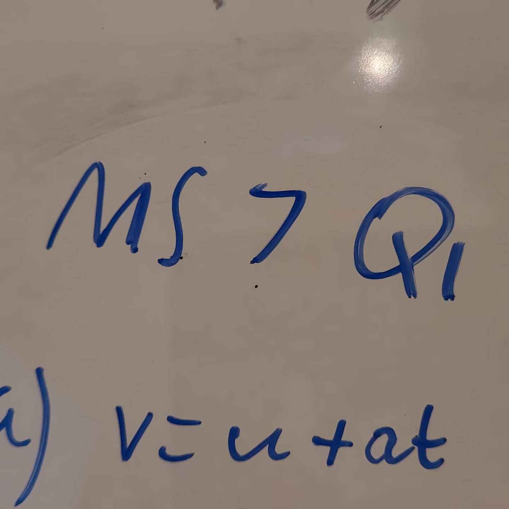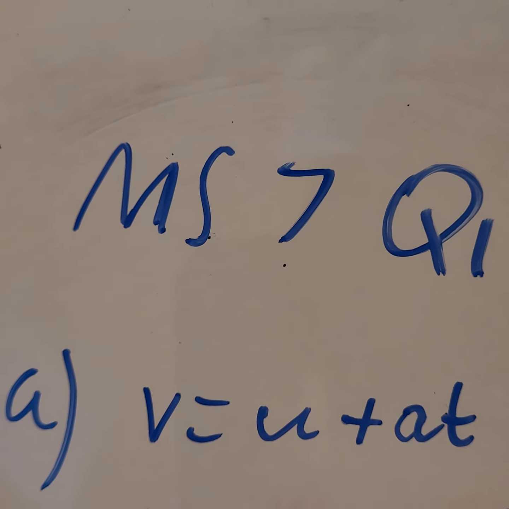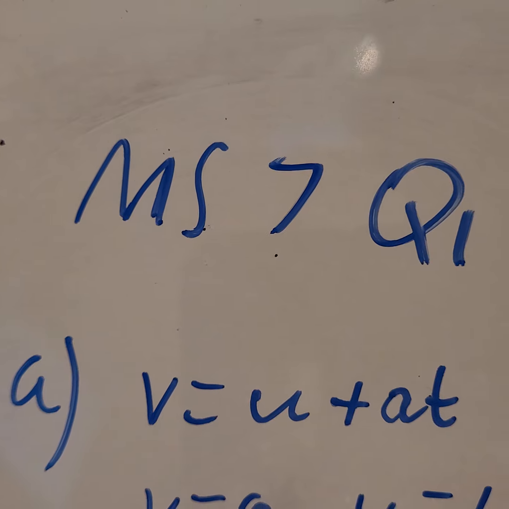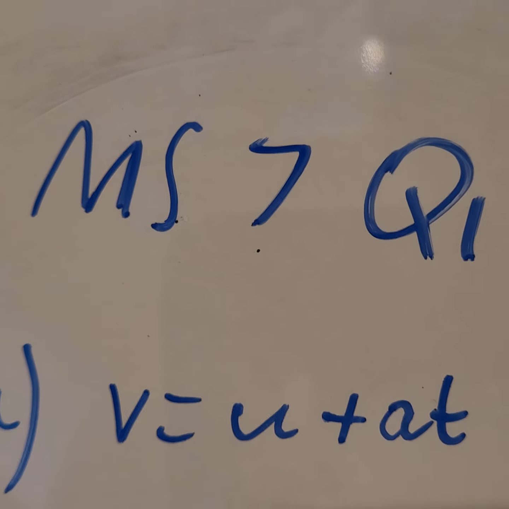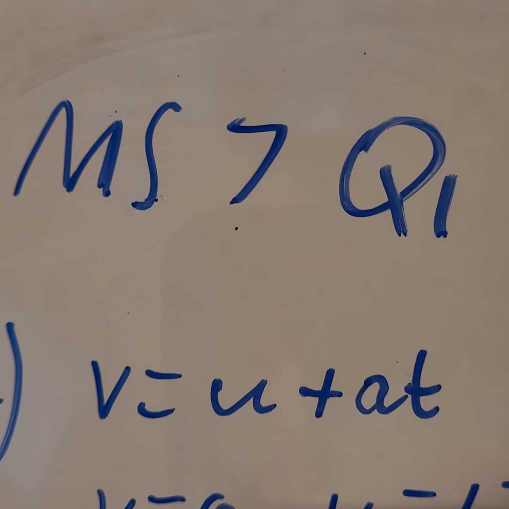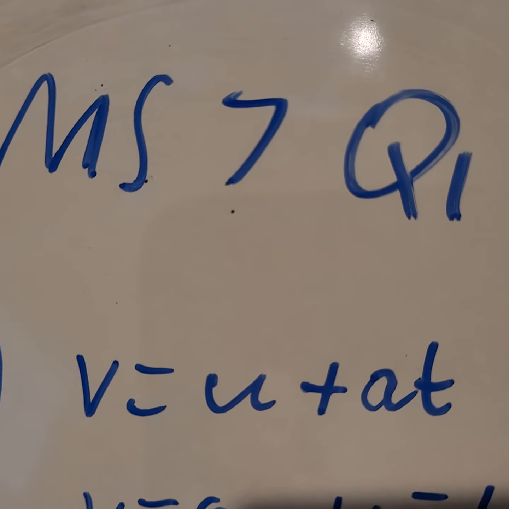This is a worked solution for Mechanical Science, Sheet 7, Question 1. So we've been told that we have a cricketer who tosses a ball straight upwards with an initial speed of 12 meters per second, and we're ignoring air resistance, and we're told to figure out how long it takes the ball to reach its highest point.